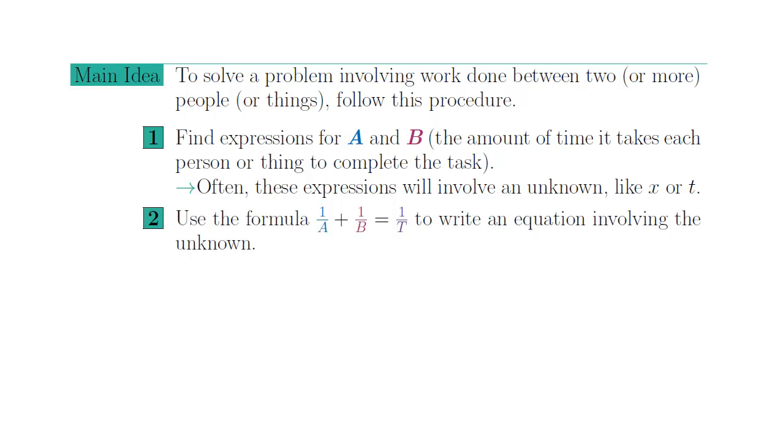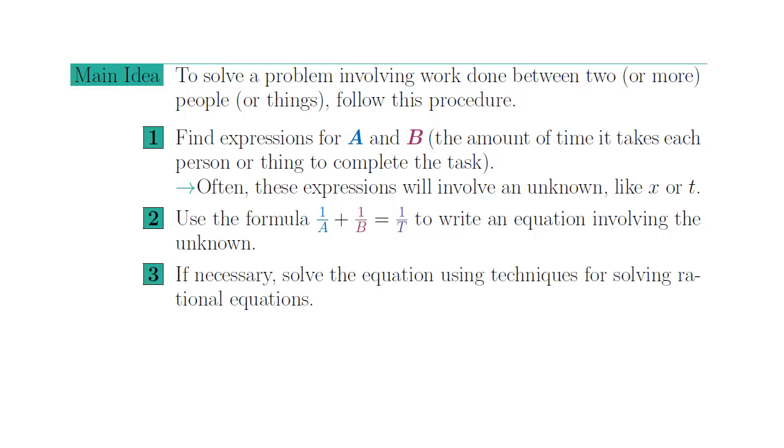Second, we want to use the formula 1 over A plus 1 over B equals 1 over T to write an equation involving the unknown. Finally, step 3, we will solve the equation using our techniques for solving rational equations.